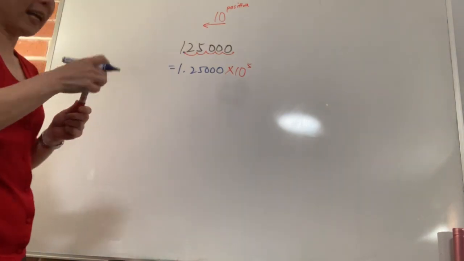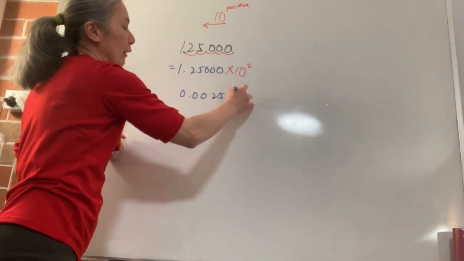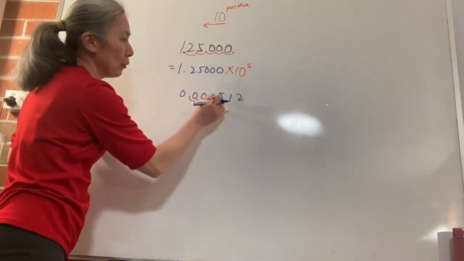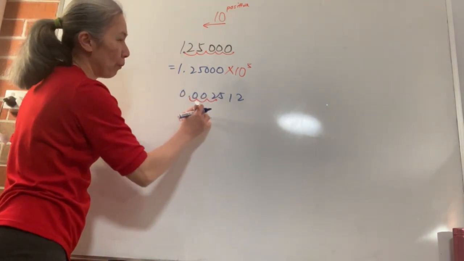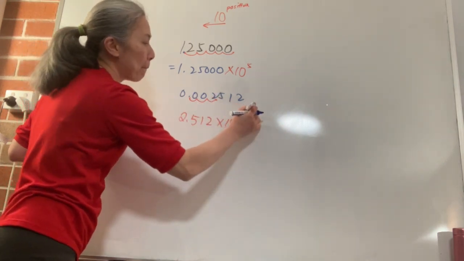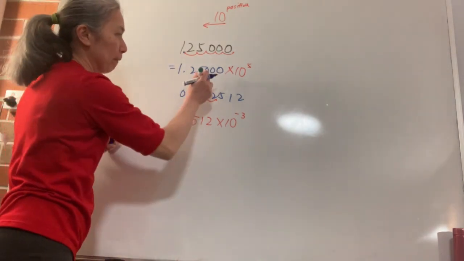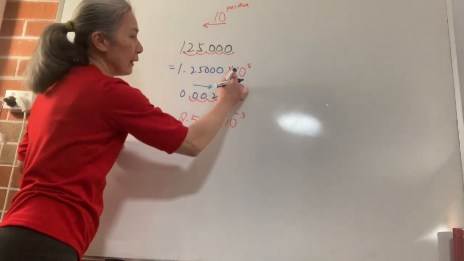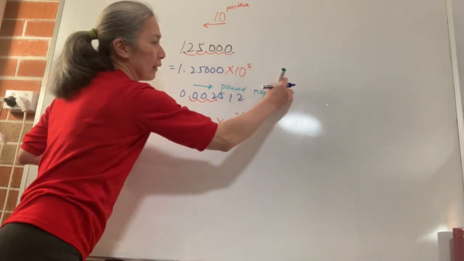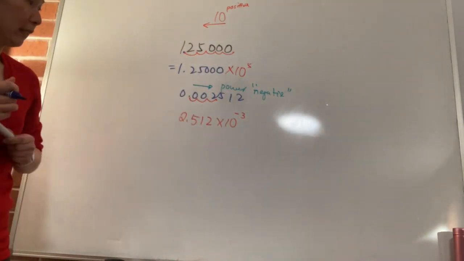On the other hand, if I have 0.002512, I'm going to shift it this way, 1, 2, 3. So I'm going to write 2.512 times 10 to the power of minus 3. When you shift the other way, this way, your power is negative. Okay, so that is what you have to do.